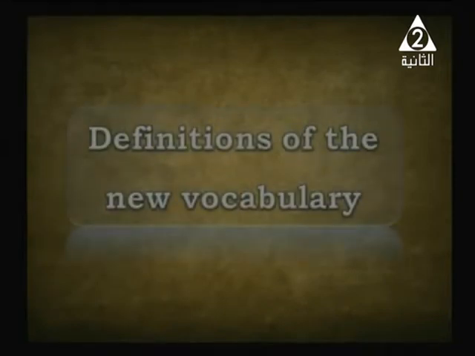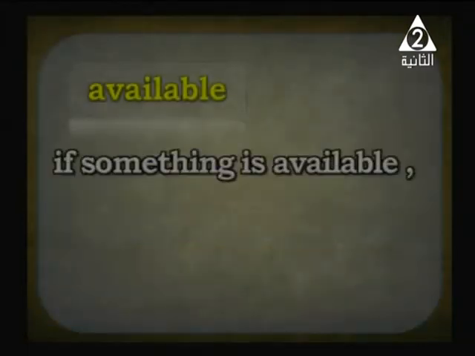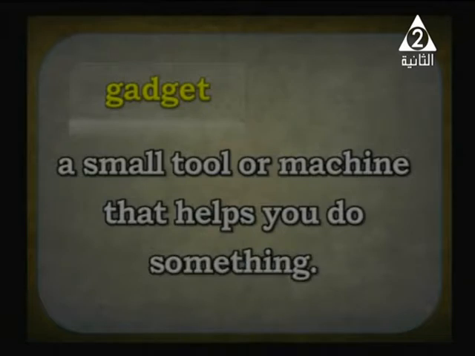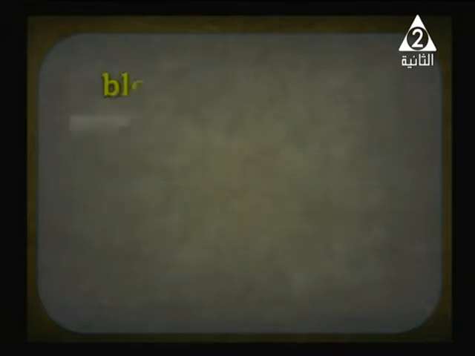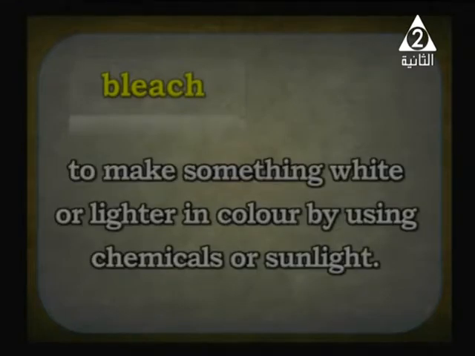Let's now start some of the definitions of the new vocabulary. Available. If something is available, you can get it, buy it, or use it. Gadget. A small tool or machine that helps you do something. Bleach. To make something white or lighter in color by using chemicals or sunlight.